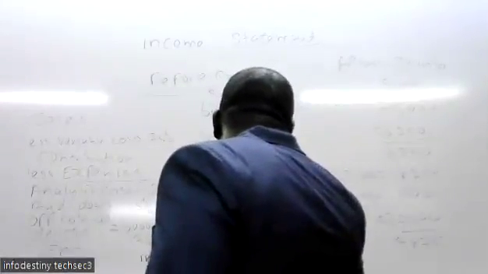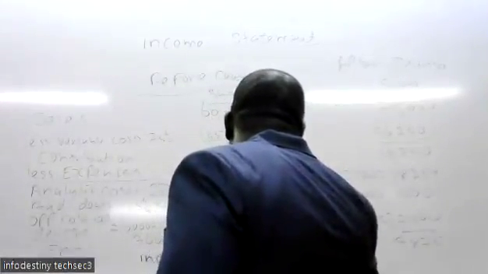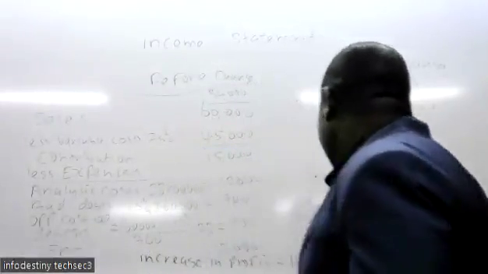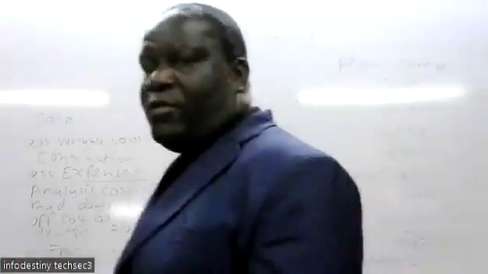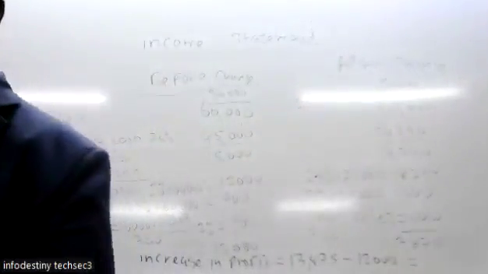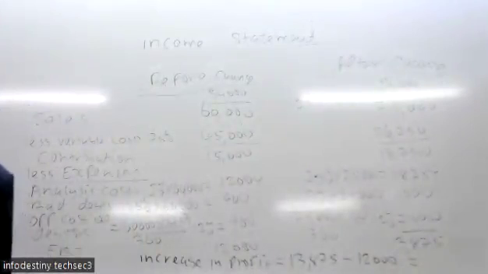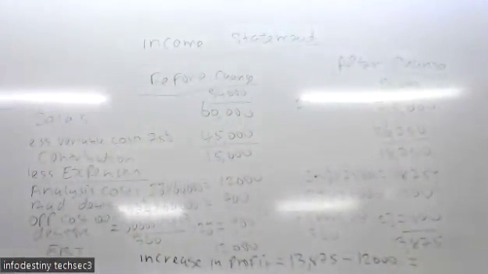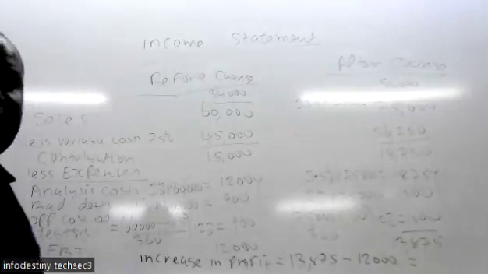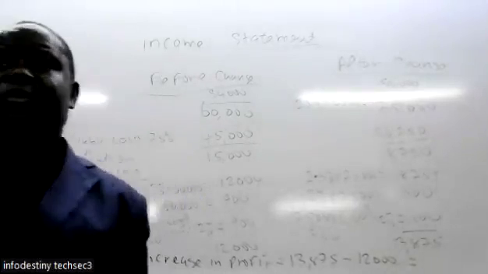Where you take 13, take 75, subtract the 12. So always indicate the increase. If there is a decrease, you advise them not to change. So that is now the area I wanted you to know.